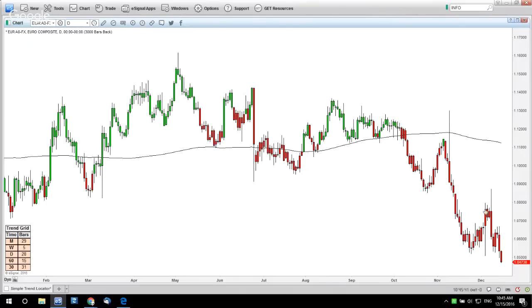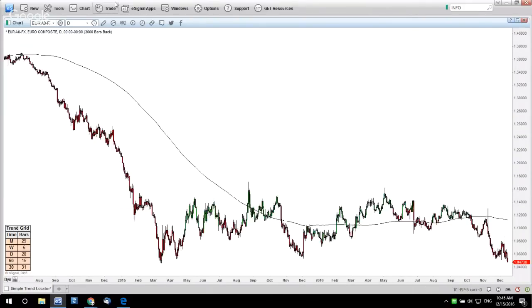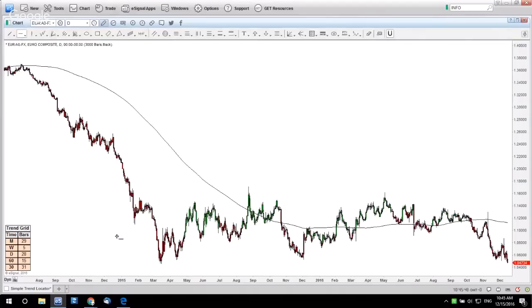We had this move, correction. The market is now heading back down in the direction of the long-term trend. I will be looking to take shorting positions once price clears this support level, and it looks that may potentially happen.